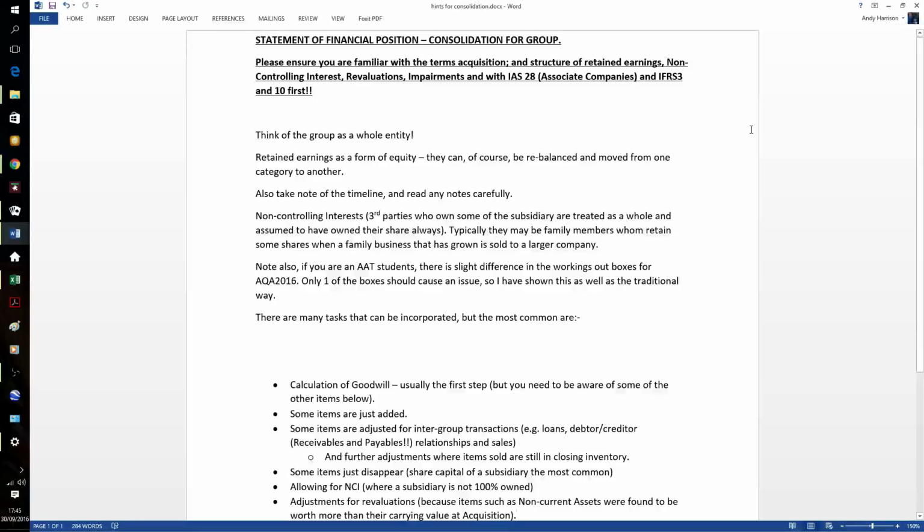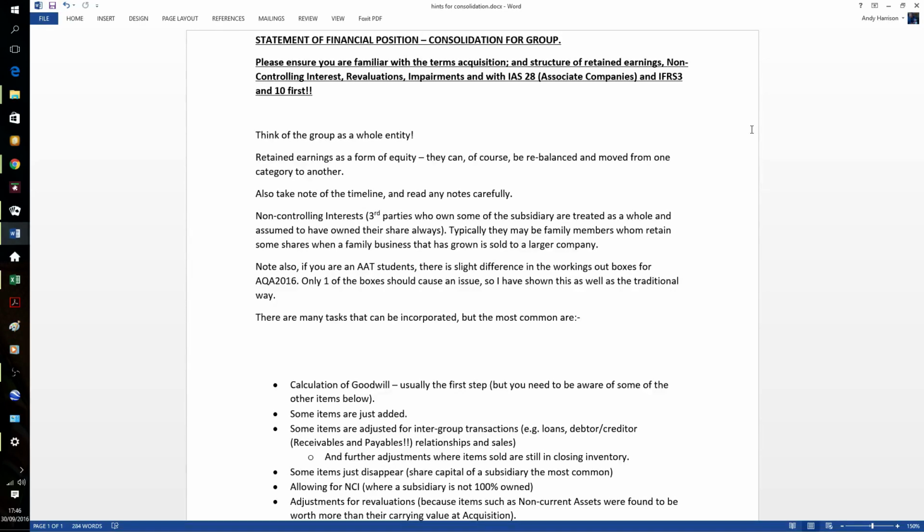Hello accounts people, time to have a look at Consolidated Statement of Financial Position. Consolidated Statement of Profit or Loss is a separate demonstration, as is some calculations on unrealised profits. That's items that have been sold between the groups and are still sitting in closing inventory.